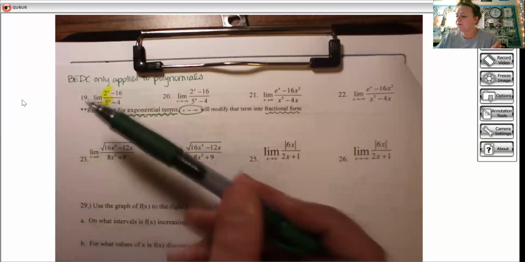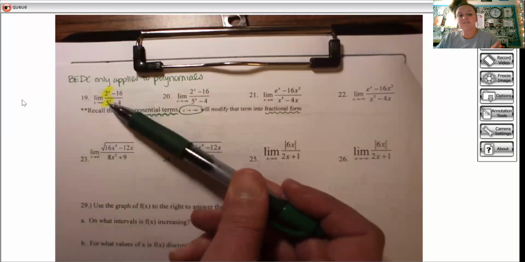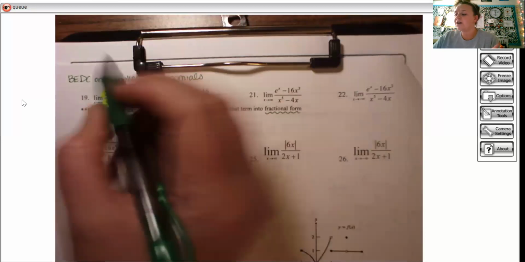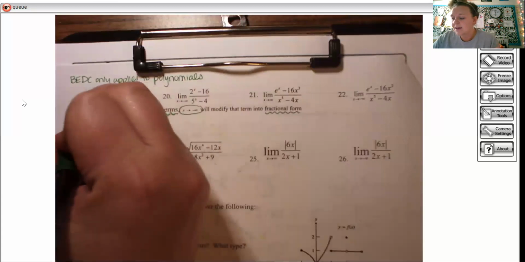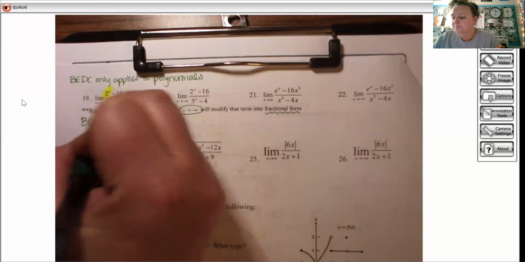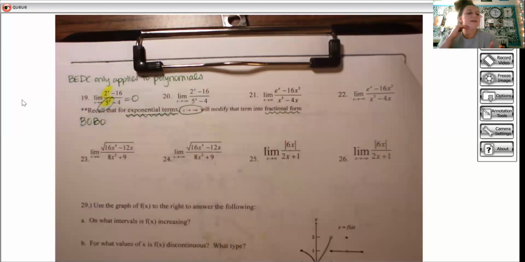So I would be like, okay, well, 2 to the x and 5 to the x, which of those is bigger? 5, which means that this would be a bigger on bottom, which would make that 0. Okay, so you can only apply Bedsey if the top and the bottom are both polynomials. If that's not the case, Bedsey's out. You can only pick Bobo or Botten. Okay. Now take a look though at number 20 for me, please.